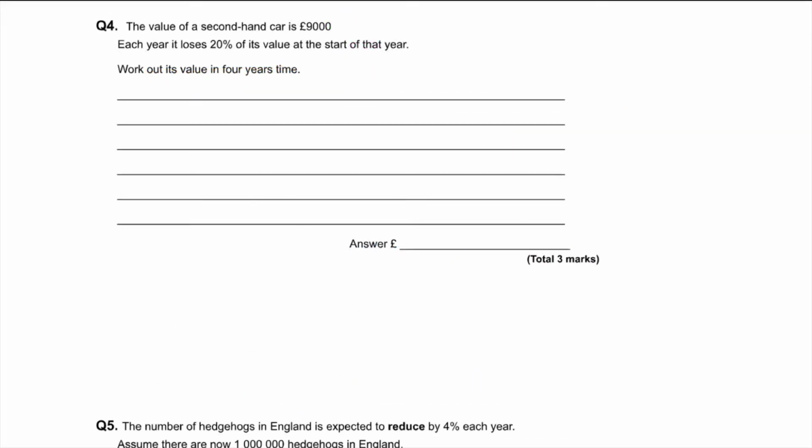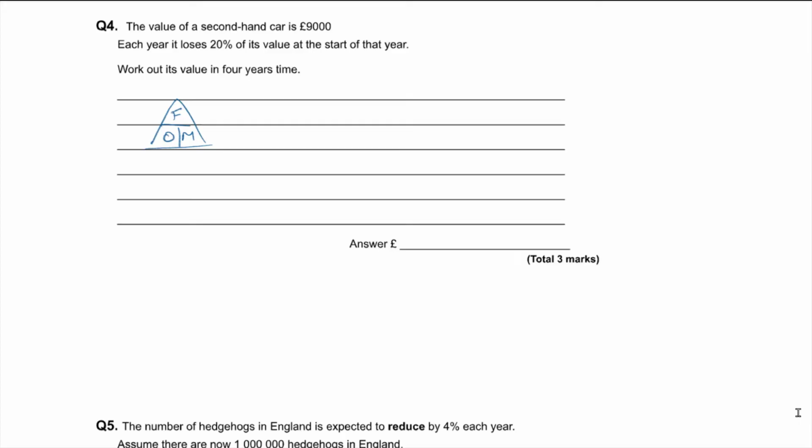Question 4. The value of a second-hand car is £9,000. Each year it loses 20% of its value at the start of that year. Work out its value in 4 years' time. Okay. This is what's called in the trade depreciation. So if you ever buy a new car, if you're lucky enough to have that happen to you, then just know that it's going to lose a shed load of money on the very first day that you roll it off the forecourt of the garage.